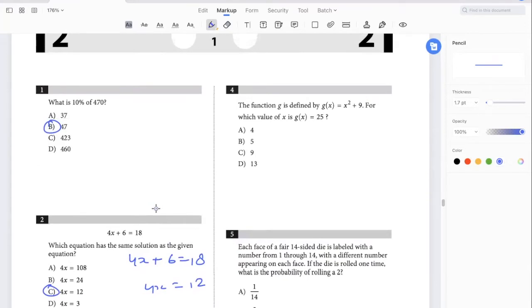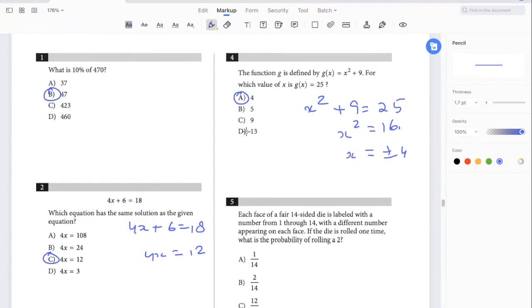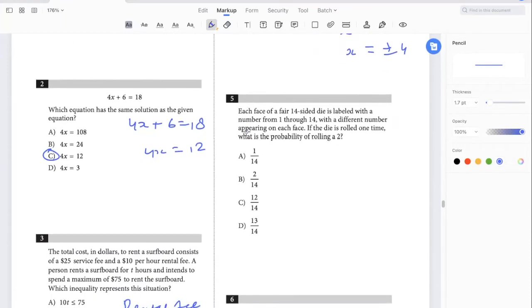The function g is defined by g(x) is equal to x squared plus 9. For which value of x is g(x) 25? So x squared plus 9 should be 25. So x squared should be 16. So x should be plus or minus 4. Each face of a fair 14-sided die is labeled with a number from 1 through 14 with a different number appearing on each face. If the die is rolled one time, what is the probability of rolling a 2? So that's one number out of 14, so 1 by 14.